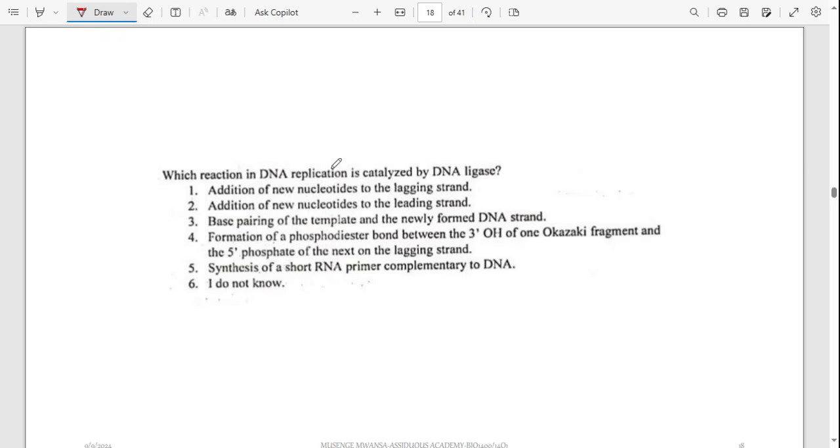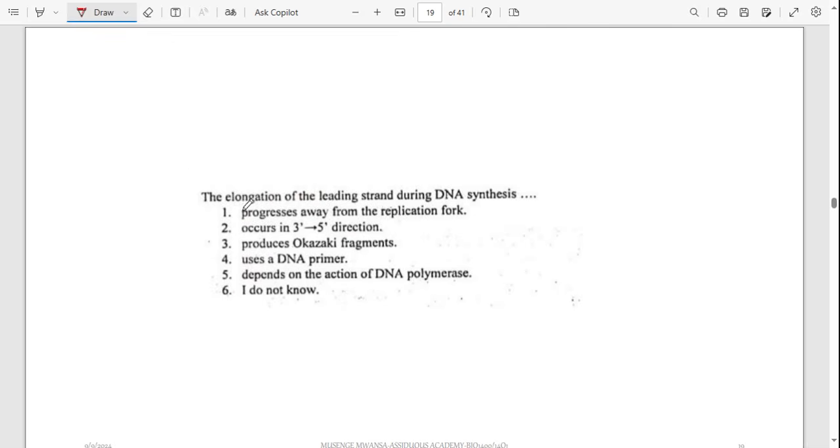Which reaction in DNA replication is catalyzed by ligase? So we've already answered this one. What did we say? We said 4. Elongation of the leading strand during DNA synthesis progresses away from the replication fork.